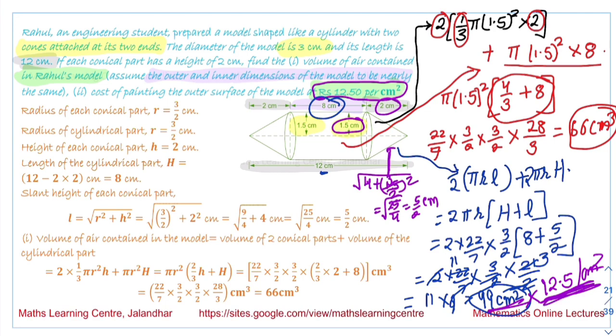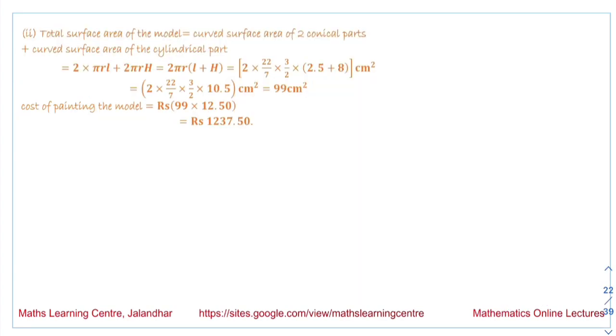So the total cost will be the product of these two values, and on multiplying these two values the answer you will get is 1237.5 rupees. These calculations are shown on our next slide, that this is the total cost of painting the outer surface of the model.